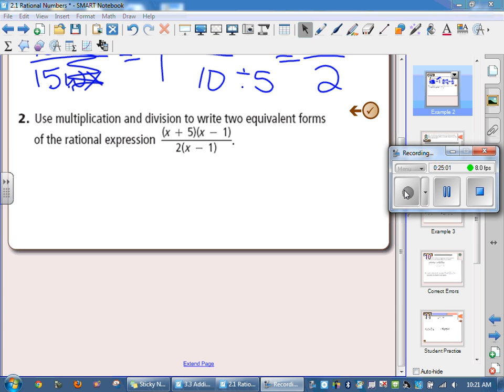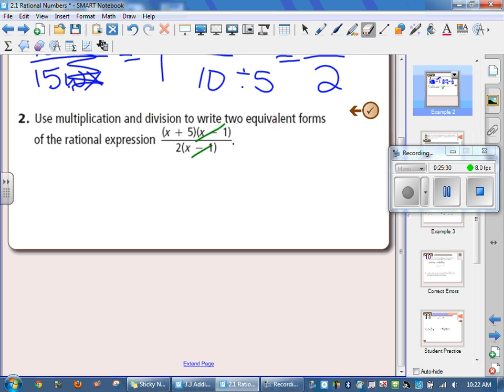Now, what if I had another x minus 1 sitting there? Could I get rid of both of them? No, only one. You can only get rid of one of each. One on the top, one on the bottom. So if you had an extra one up there, you couldn't cross it off. It would still be there. Okay? All right. So one equivalent form, if we cross those off, would be x plus 5 over 2. Absolutely, there's an equivalent form.